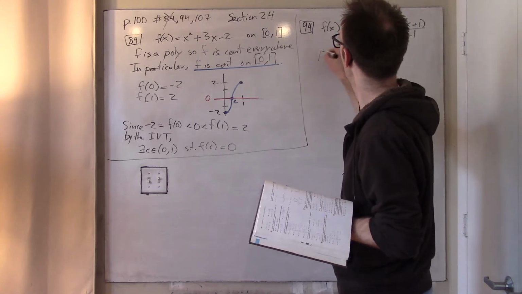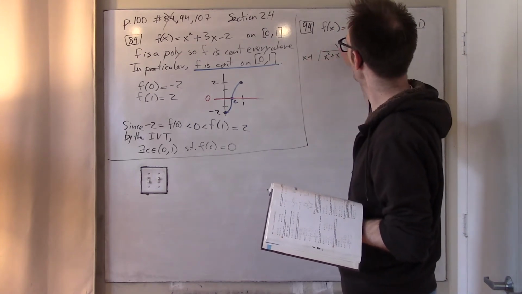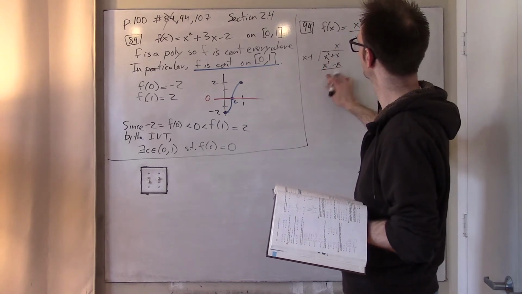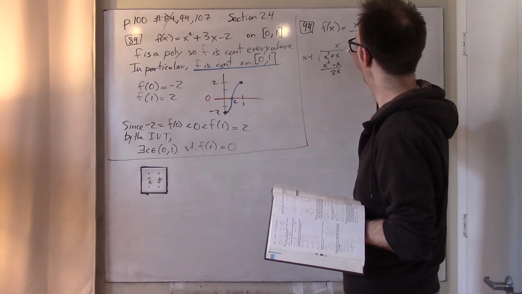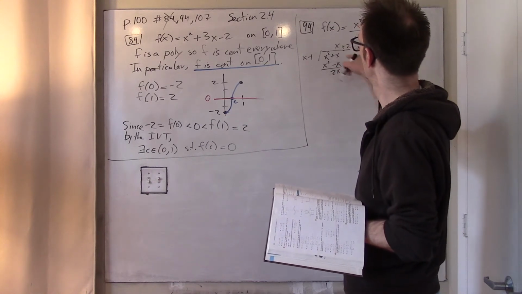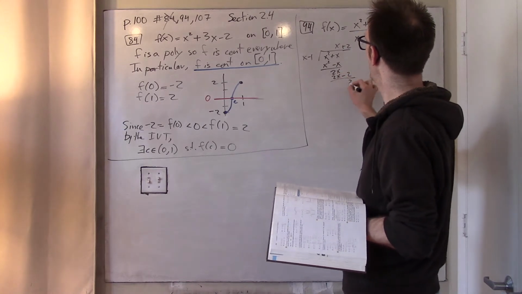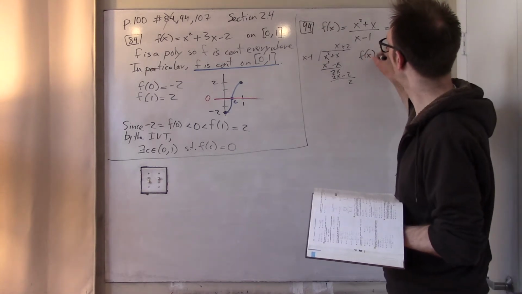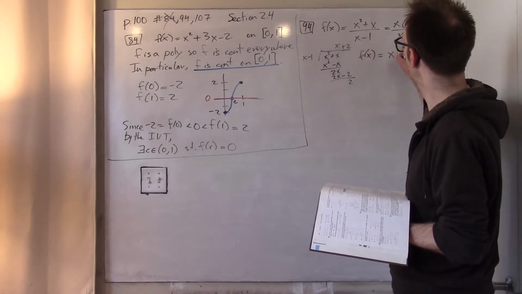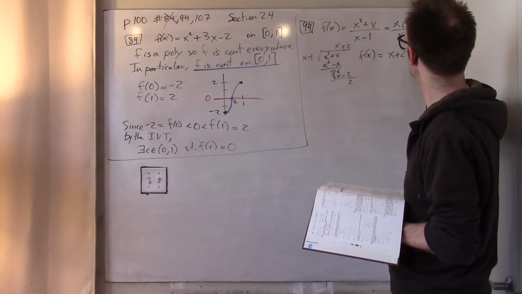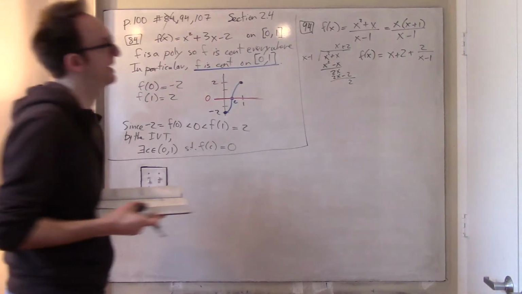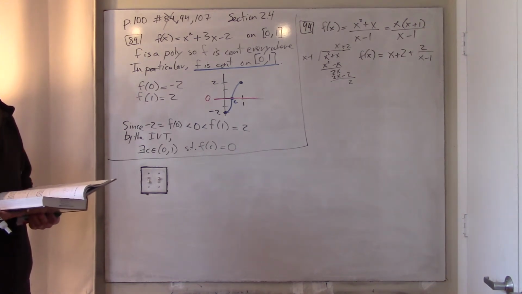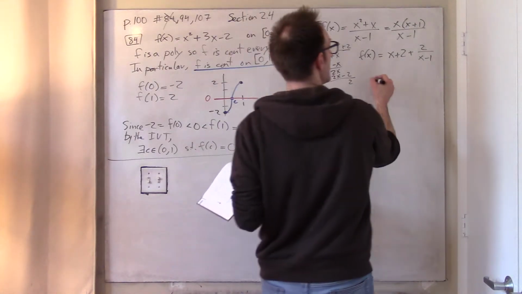x squared plus x, if I divide by x minus 1, I get that it goes in x times. That's x squared minus x. That's 2x, so that's plus 2. Let me see if I'm doing this right. That's probably right. So actually this function is x plus 2 plus 2 over x minus 1. Let's see, x squared plus x minus 2 plus 2. Yeah, that's just right.